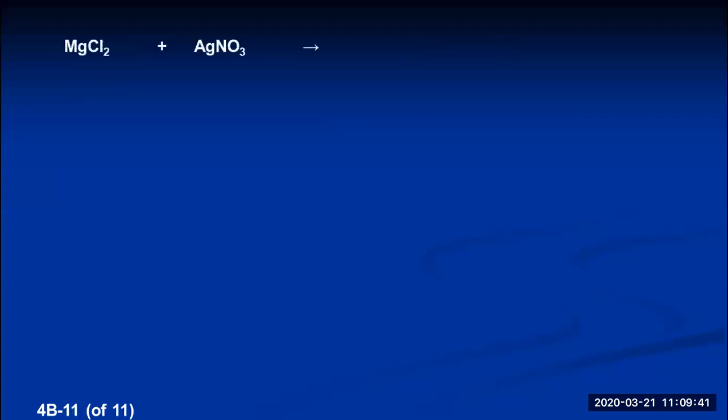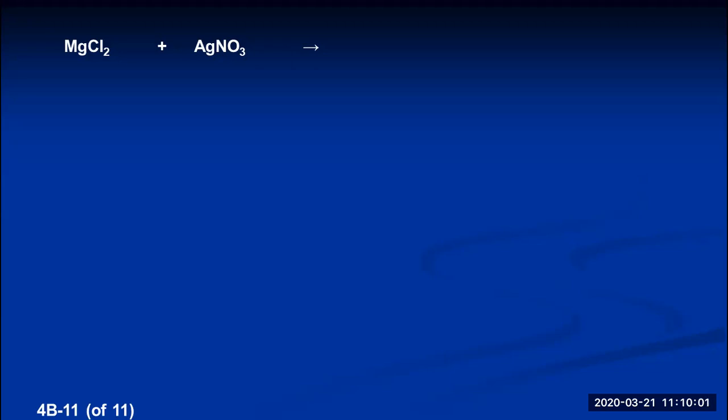So the correct formulas for the reactants are MgCl2 and AgNO3. Characteristically, when you have 2 compounds, you're going to assume it's going to be an exchange reaction. The compounds are going to switch partners, and we're going to look to see if one of the products, according to the solubility rules, is insoluble and will form a precipitate.